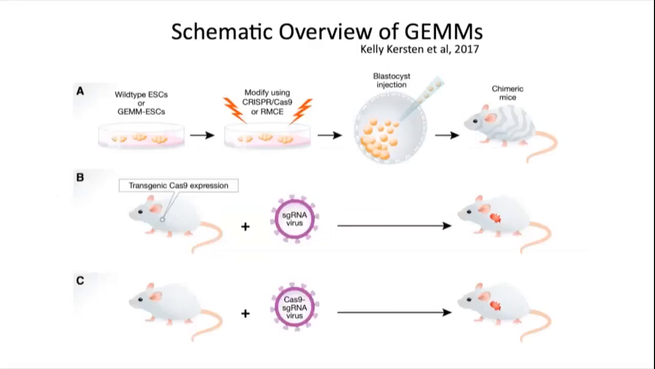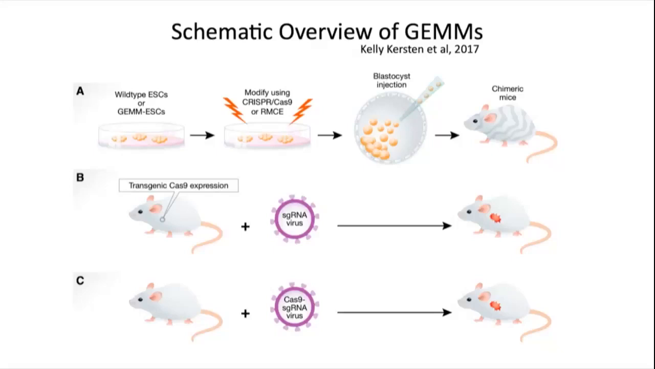Now, this broadly says how the whole procedure is done by recombinant technology. In the upper panel, it shows the embryonic stem cells are used, where after creating your genetic modifications, you introduce them into blastocysts and implant them in pseudo-pregnant animals to generate chimeric mice which carry this change in the human gene. In the Cas9, there are two types of models. In one case, you use transgenic Cas9 expressing animals. In the second case, you develop tumors entirely based on the human genes.